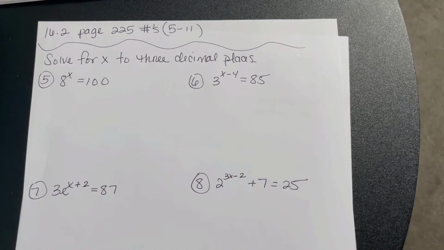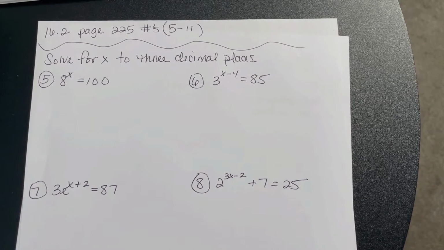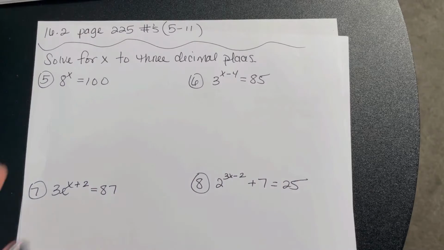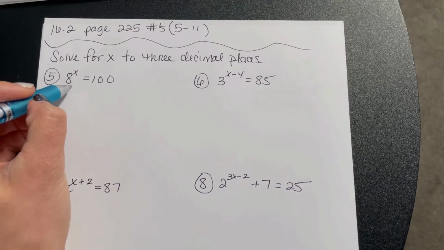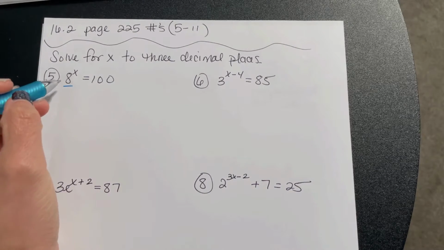Hey guys, all right, so let's get to the 16.2 homework, numbers 5 through 11. So number 5, we have to solve for x to 3 decimal places. So we have 8 to the x equals 100. The base on that exponent is an 8.